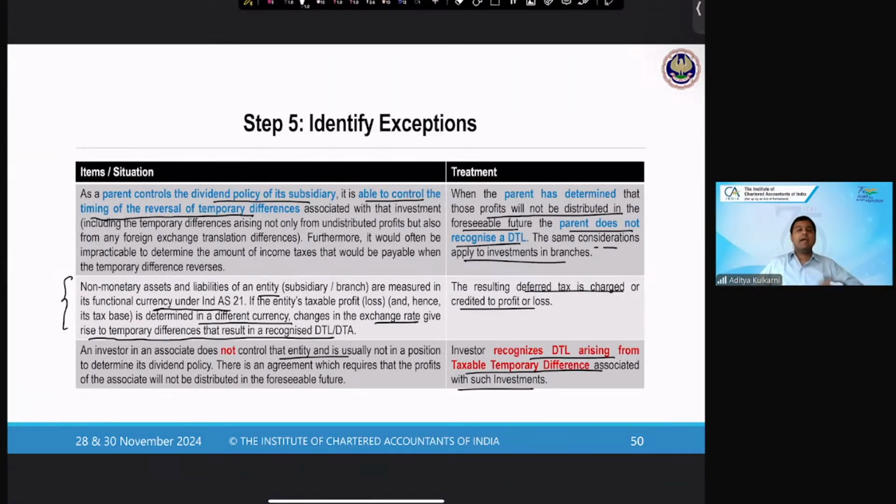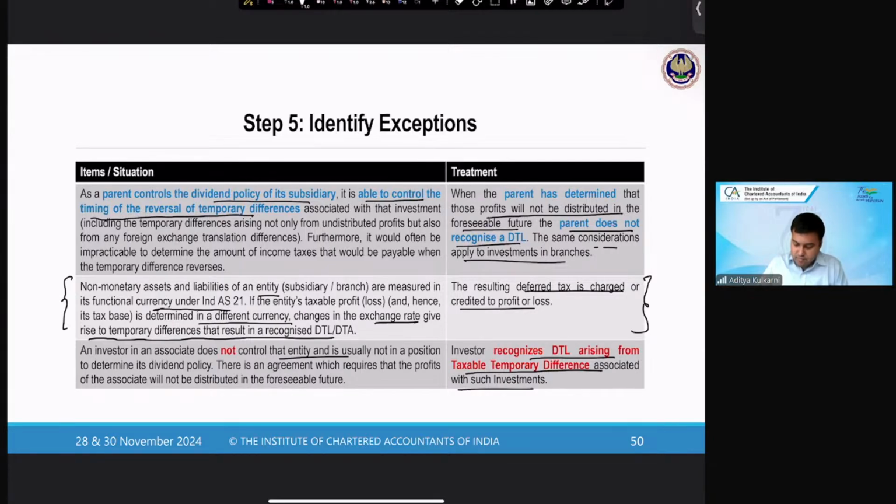Yes. We used to determine it from foreign currency to functional currency using the rates which were prescribed. But the tax department has its own method of calculating. So it will give rise to a temporary difference. That difference will give rise to deferred tax. That deferred tax we should charge or credit to the P&L. Are you able to understand this? Yes, sir.